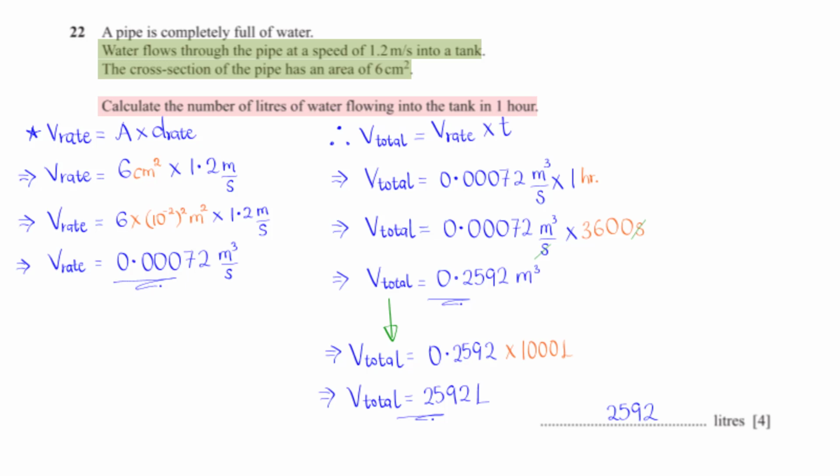So now that we have found the volume of water passing through the pipe in 1 second, we can find the total volume of water that has passed through the pipe in 1 hour, and that will be equal to 0.00072 meter cubed per second times 1 hour. 1 hour is equal to 3,600 seconds, and so we now have the total volume as 0.2592 meter cubed. We need to convert this into liters, and so to do this, we multiply 0.2592 by 1000 liters, and that gives us 2592 liters.